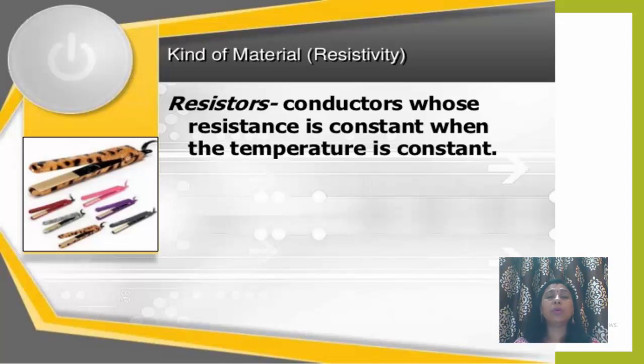Examples of good conductors are all metals. Silver is the best conductor of electricity. For resistors, examples are the alloys like Constantan and nichrome. And for insulators, the examples are plastics, rubber, wood, etc.